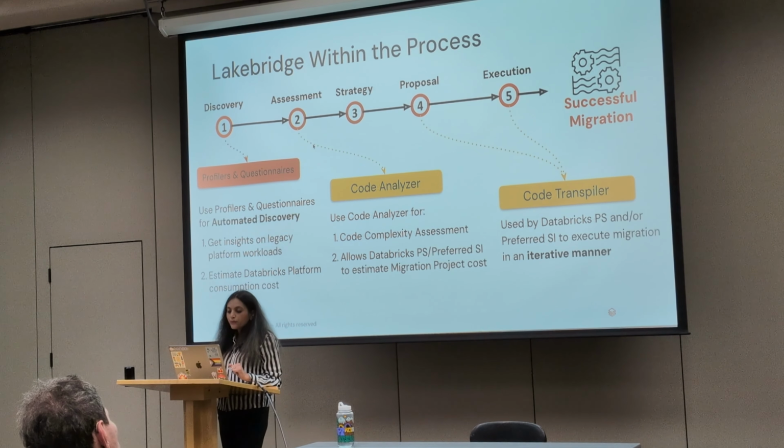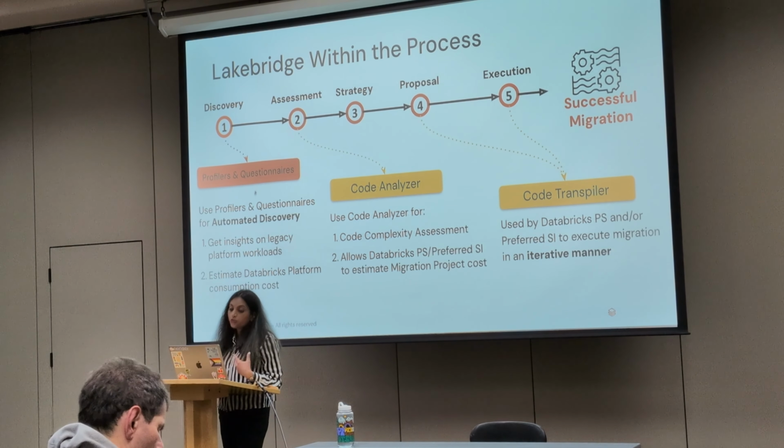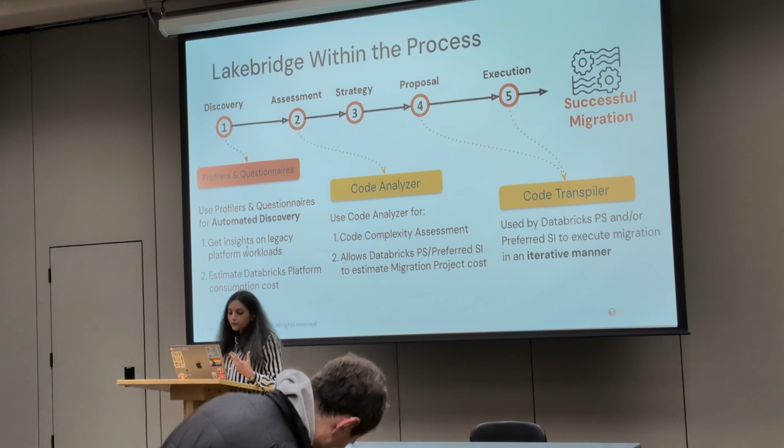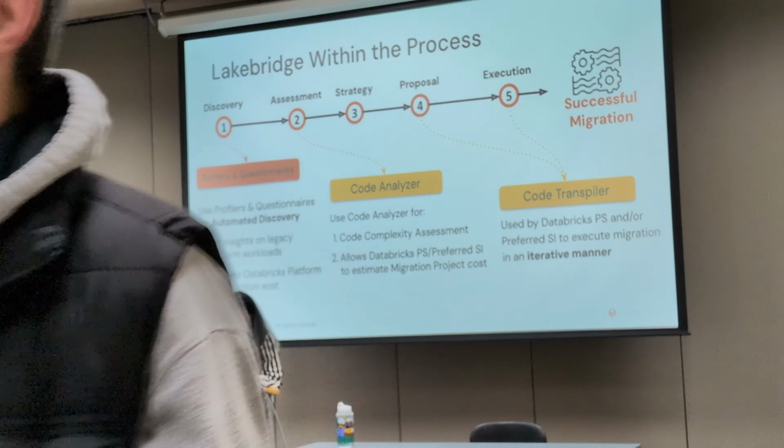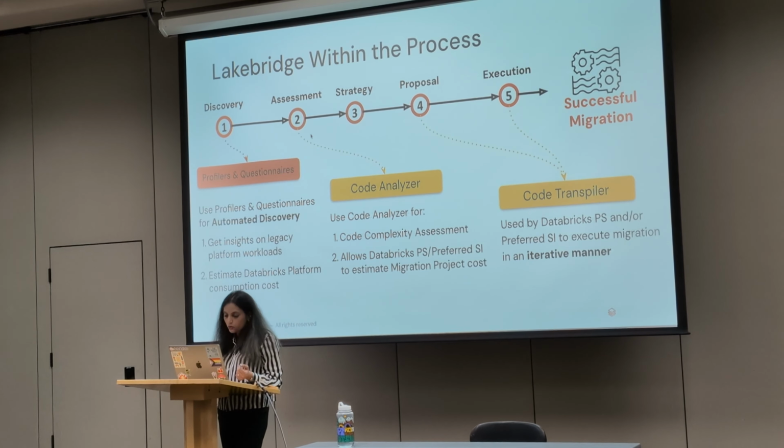When you think about the migration phases that we have at Databricks, there are five phases. The first phase is the discovery phase, which is where we would run profilers and give you a questionnaire to fill out. Again, we would be able to gain insights on your legacy workload and estimate TCO and DBU numbers. The assessment phase is where we would run the analyzer for the code complexity assessment.